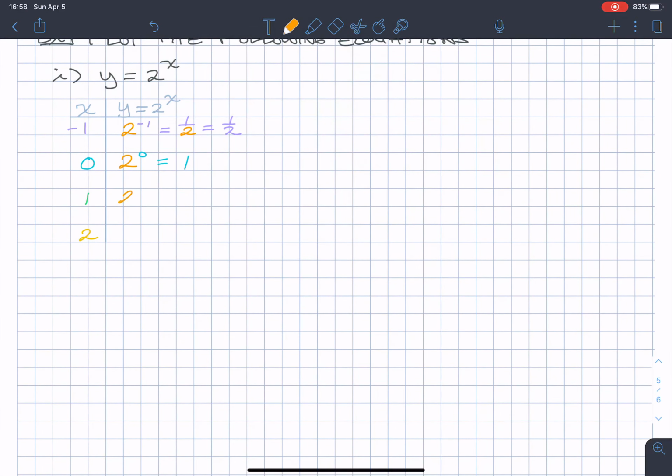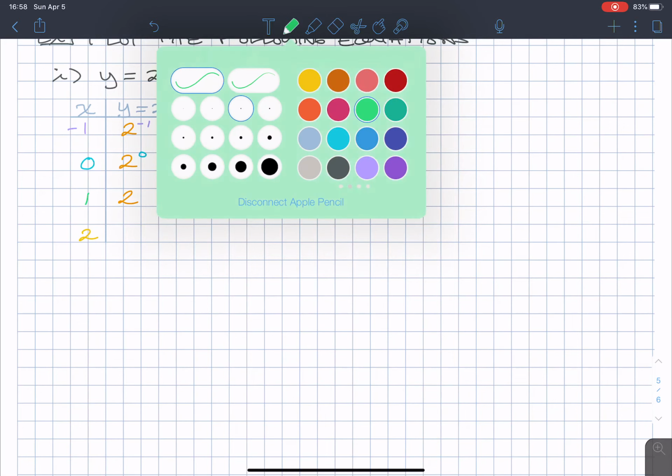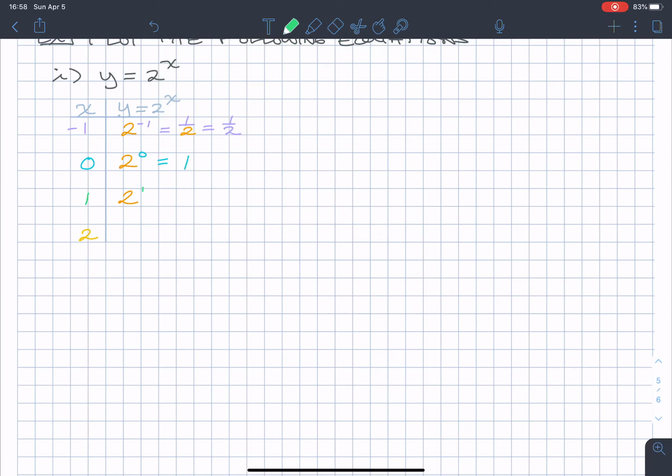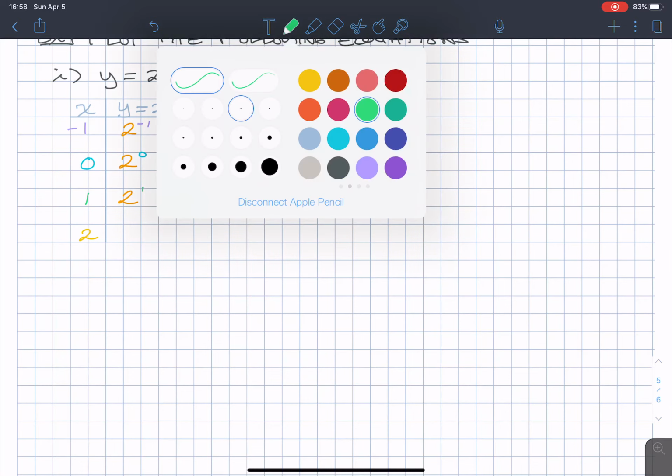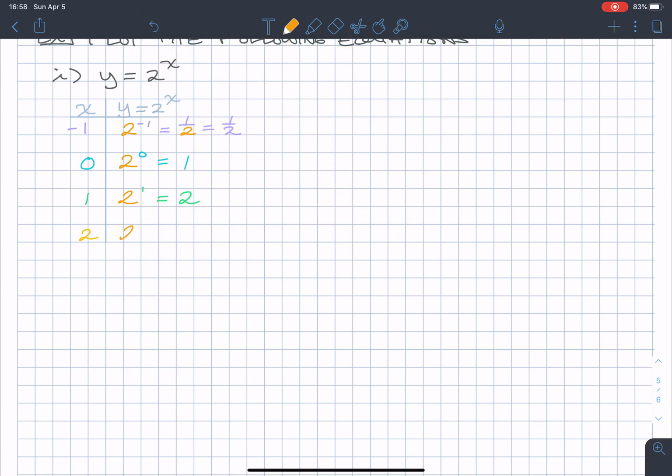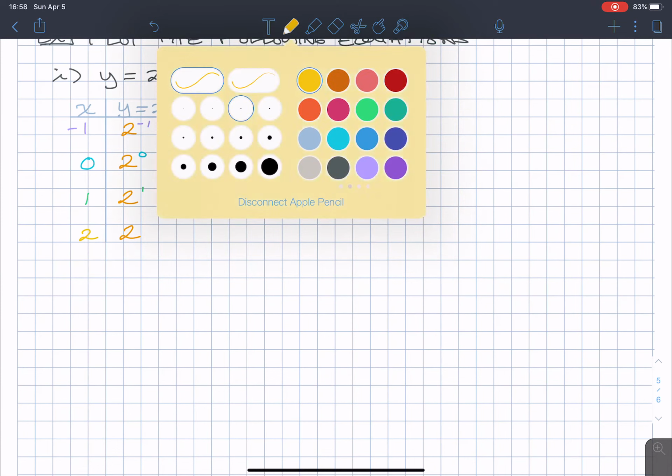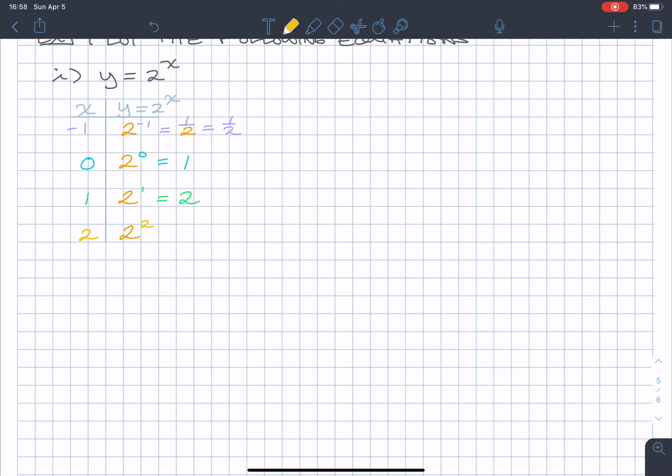Then I will have 2 to the first power. Anything to the first power is just itself, so that's just 2. Then I will have 2 to the second power. Okay, so 2 times 2 is 4. And there we are. So what I'm going to do is I'm going to plot these.